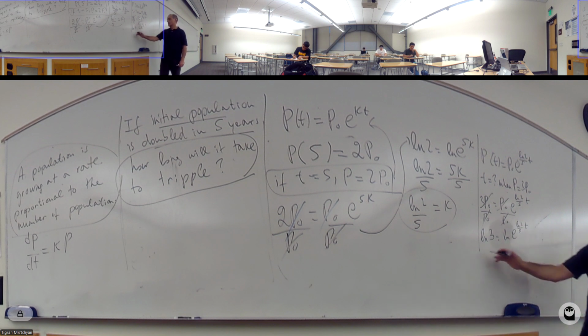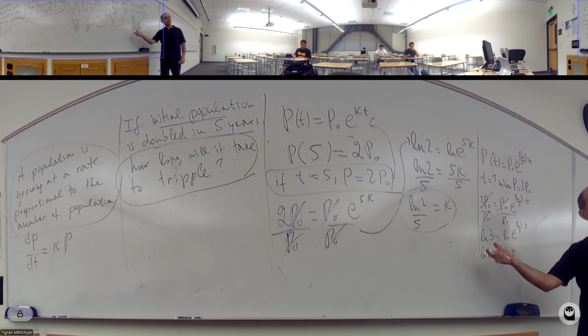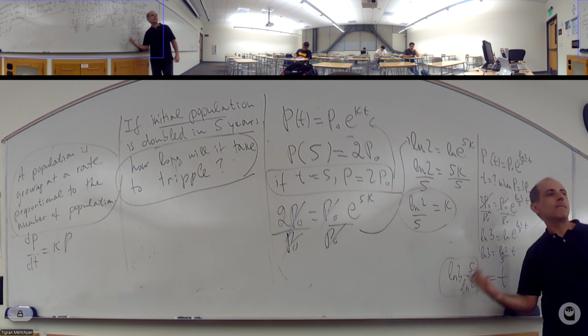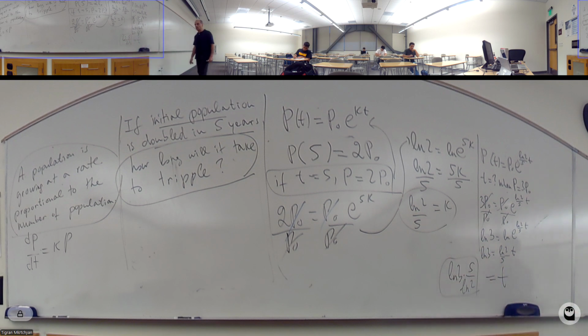Divide by the natural log of 2 on both sides. So to move that to the other side, you can flip that, right? Multiply by the reciprocal of that. So then T will be ln of 3 times 5 over ln of 2. This is some number in your calculator. Questions there?